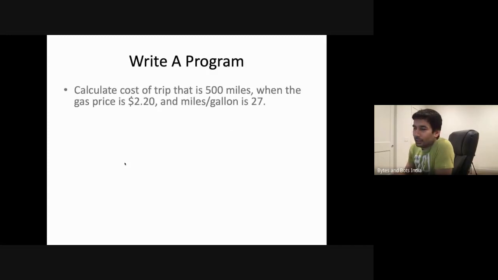Moving to the next one. Calculate the cost of a trip that is 500 miles long when the gas price is $2.20 and miles per gallon is 27. So doubles again, right? Double again, simple math problem. You have the distance. You know how many miles per gallon you get. From there, you can find how many gallons of gas you'll need to make the trip, and that multiplied by the gas price will give you the total trip cost.